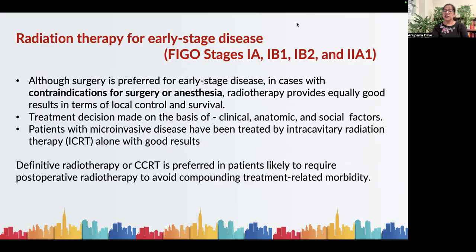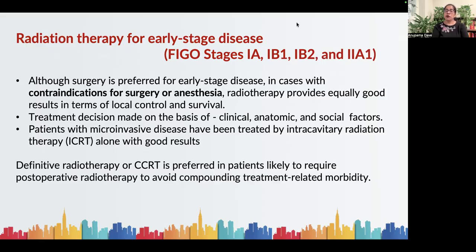Now, radiation for early stage disease, that is stages 1A1, 1B1, 1B2, and some 2A. Although surgery is preferred for early stage disease, in those who have contraindications to surgery or anesthesia, radiotherapy provides equally good results in terms of local control and survival. The treatment decision is made on the basis of clinical, anatomic, and social factors. Patients with microinvasive disease have been treated with intracavitary radiation therapy alone with good results.